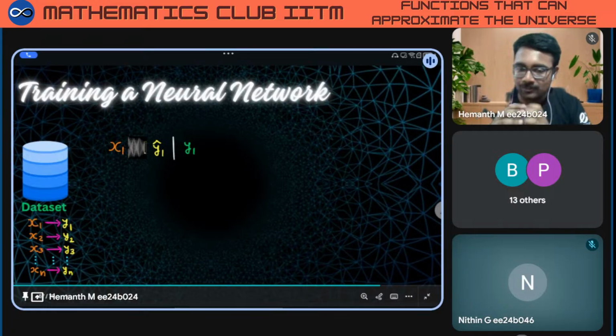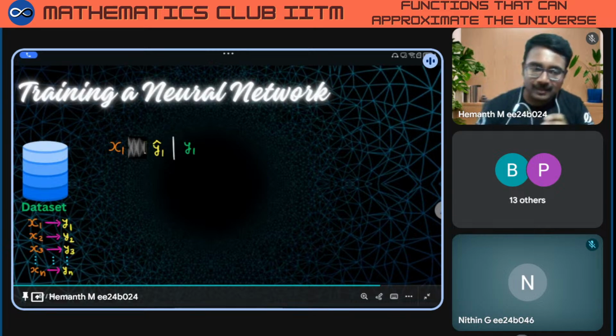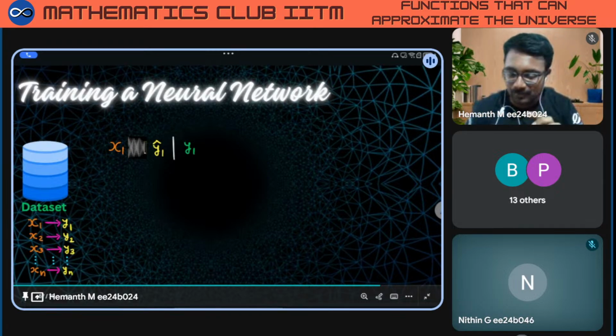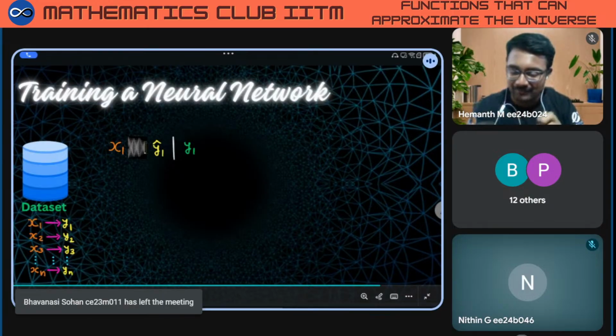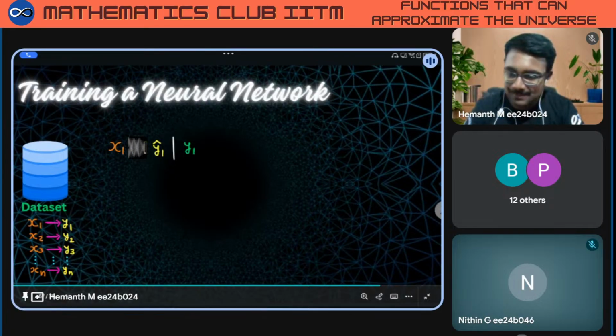So now what? This process of finding out the prediction from the input is known as the forward pass, because we are propagating forward in the network. For every input, we calculate the hidden activations and everything else going in the forward direction. So this process is known as the forward pass.